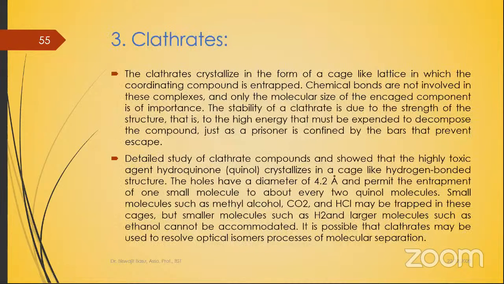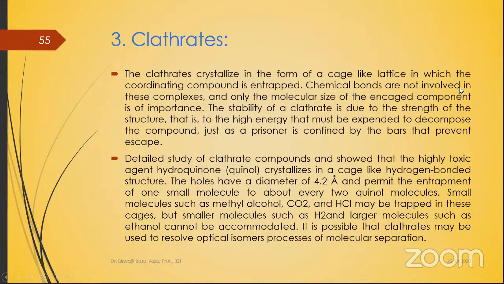Next, clathrate. Look at the spelling, C-L-A-T-H-R-A-T-E-S, clathrate. So what is the meaning of clathrate? Clathrate is another example or classification of inclusion complex, where a cage-like lattice in which the coordinating compound is entrapped. This line is very important. The clathrate crystallizes in the form of a cage-like lattice in which the coordinating compound is entrapped.